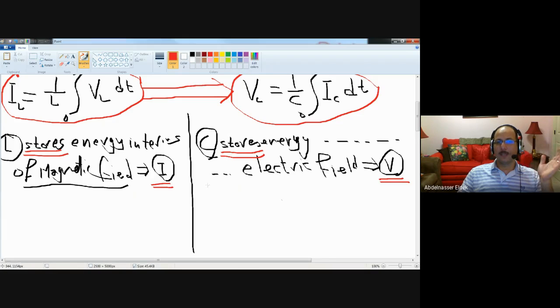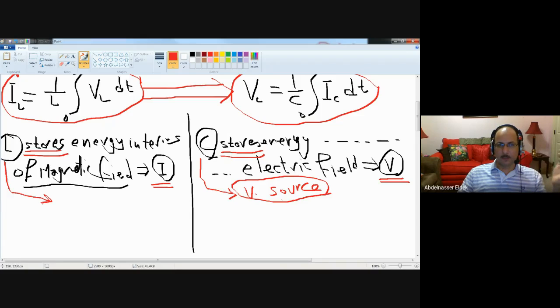So in this case, you can say that the capacitor sometimes acts as a voltage source, V source. When you have a capacitor, you charge it, and when you use it, it will act as a voltage source. The inductor, when you charge it and after that use it, will act as a current source.